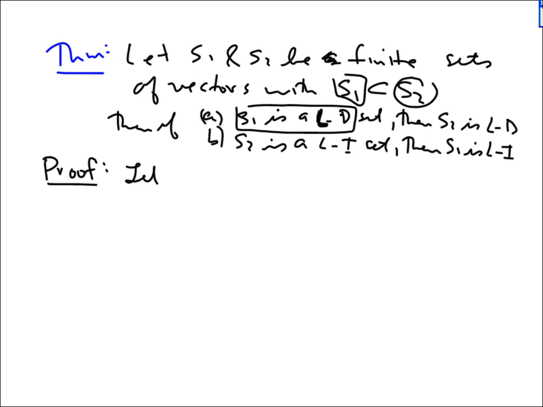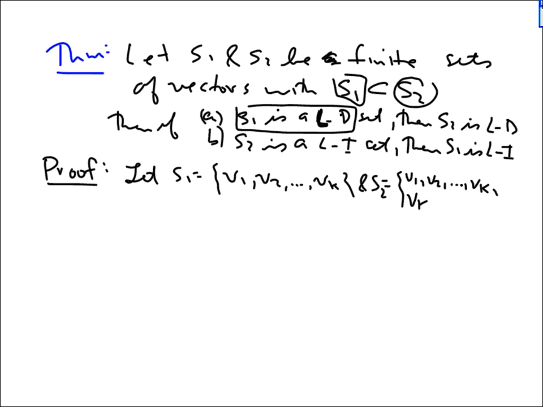There's a whole proof. Let S1 be {V1, V2, up to Vk}. And S2, well, it contains V1. Due to lack of space, I'll write it in 2 rows. You have V1, V2, up to Vk, and then you have the next vector, call it Vk plus 1, all the way up to Vn. Okay?